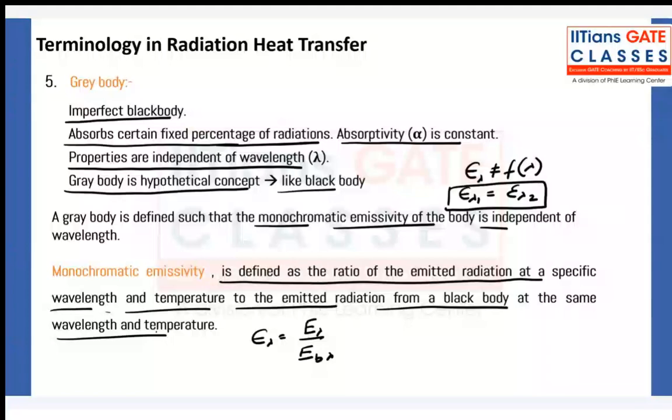So, emission radiation energy by a real body divided by radiation energy from a black body. So if I need to find out the energy emitted by a real body, I have to multiply the emissivity with the radiation emitted by the black body.